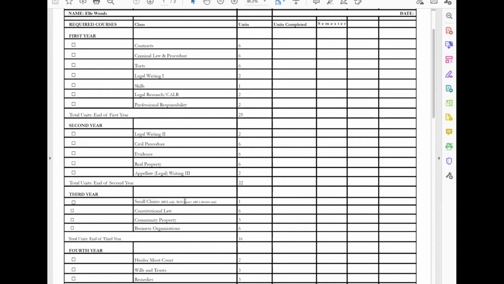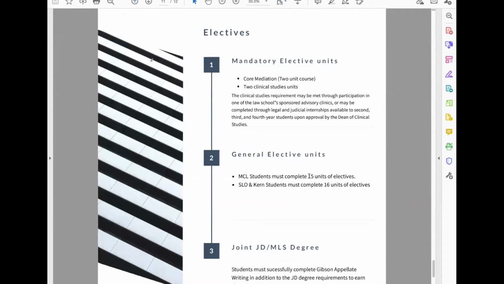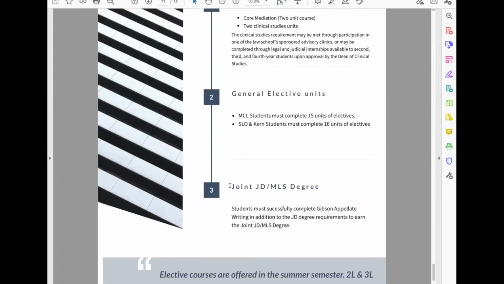If they're at SLO or Kern County or the hybrid program, they don't have to take the small claims advisory clinic. They can if they want to, and if they do, it'll count as an elective unit. This is why you'll see that MCL students must complete 15 units of electives because they have to do 3 clinical units instead of 2 clinical units, versus SLO and Kern students complete 16 units of electives because they're only required to do 2 clinical units, right? And then, of course, if you have a student that's doing a joint degree, they have to do the extra appellate writing in addition to their JD requirements to get this joint degree.